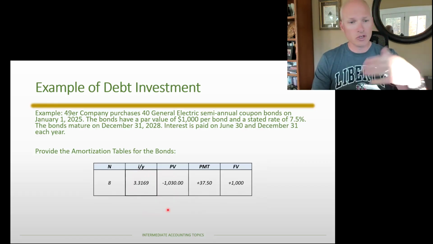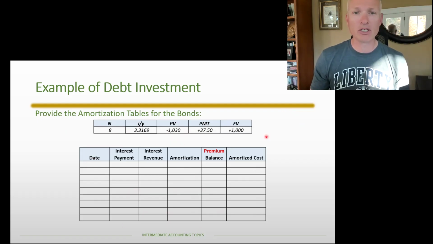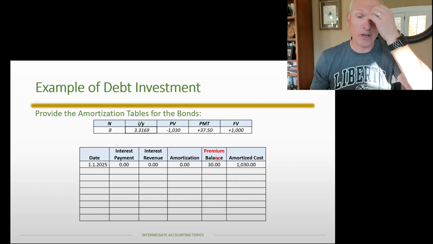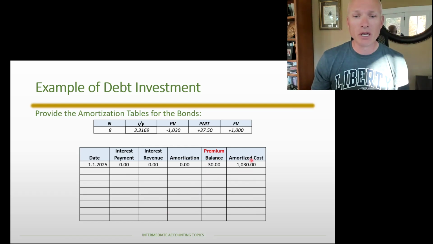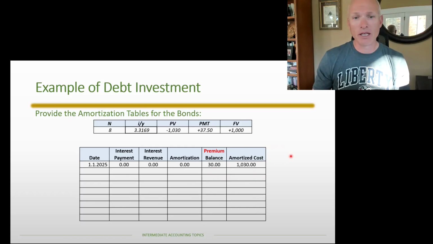But again, you solve for that bond yield, and then we use the time value of money that we just solved for. We just brought that table up here, and we're going to use that to create our amortization table. And so initially, the balance in the premium account, which we'd already calculated per bond, is $30, which means the amortized cost is $1,030. If you remember with the discount amortization, the amortized cost was the par value, $1,000, minus the discount balance. And in this case, because it's a premium, it's the par value plus the premium balance. And so over time, this amortized cost is going to get smaller and smaller until eventually we end up at $1,000.